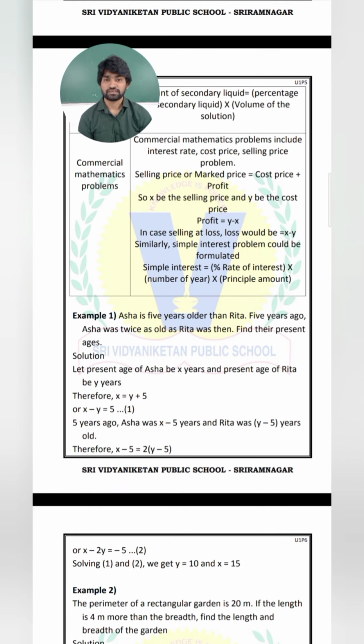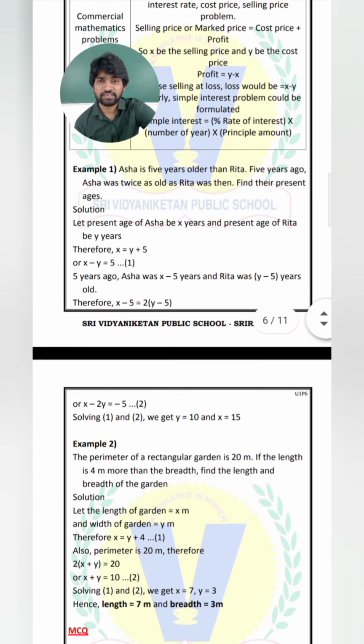Commercial mathematics, this is important. You know all these formulas you have learned already. Selling price or market price equals cost price plus profit. We have formulas for simple interest also, that is PTR by 100. You can assume cost price or profit as x or y, then you will get a linear equation in terms of x and y. Most of these questions were not asked. Let us see one example here. I will explain now how to form equations.